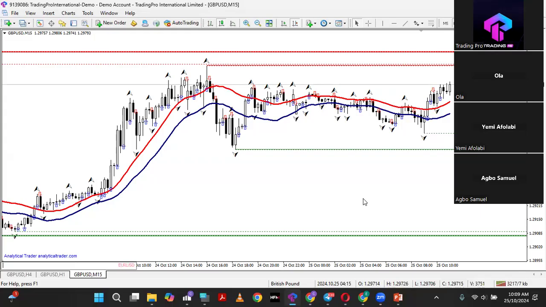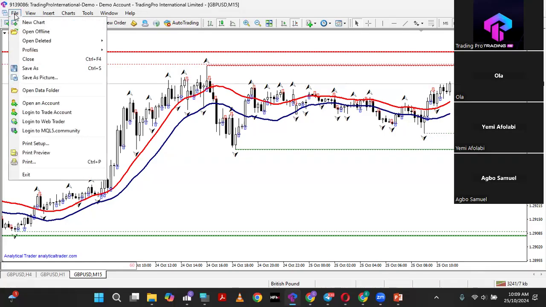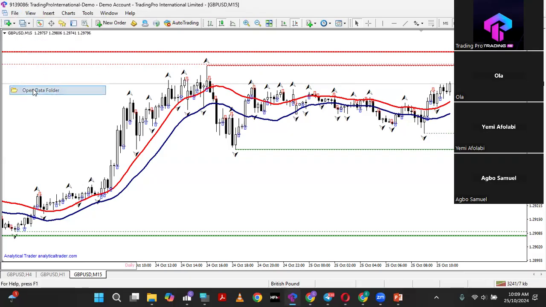When you download it, copy it. Don't try to open it. If you try to open it, you're going to corrupt it. Immediately you download it, open your Trading Pros MT4. Go to File. I'm teaching you how to install indicators now. Go to File, then you open Data folder.